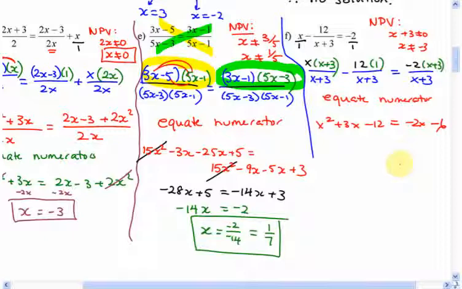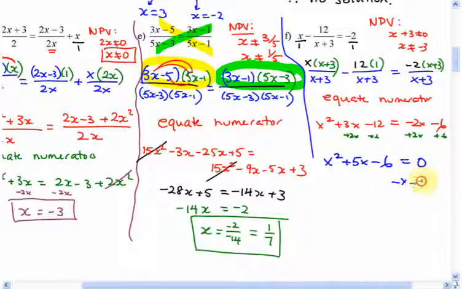Some others of you did this. You tried to move everything to one side, which I kind of liked. So I'm going to add the 2x and I'm going to add the 6. And so I think many of you had this, x squared plus 5x minus 6. What's the left side equal? Oh, what's the right side equal to, by the way? 0, yes. And then, yes, factor.